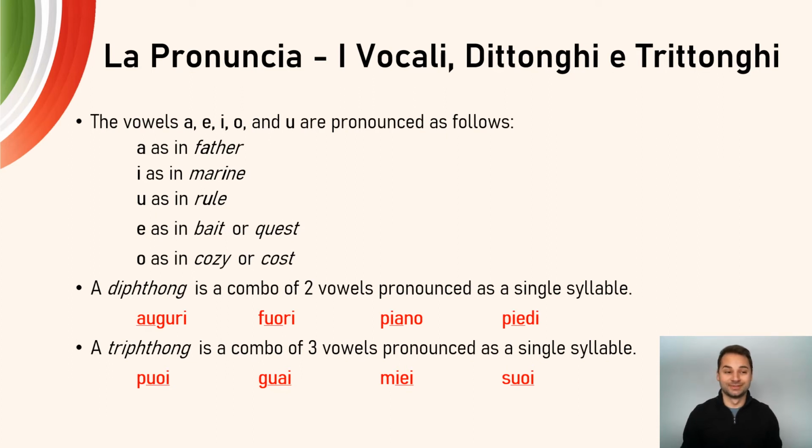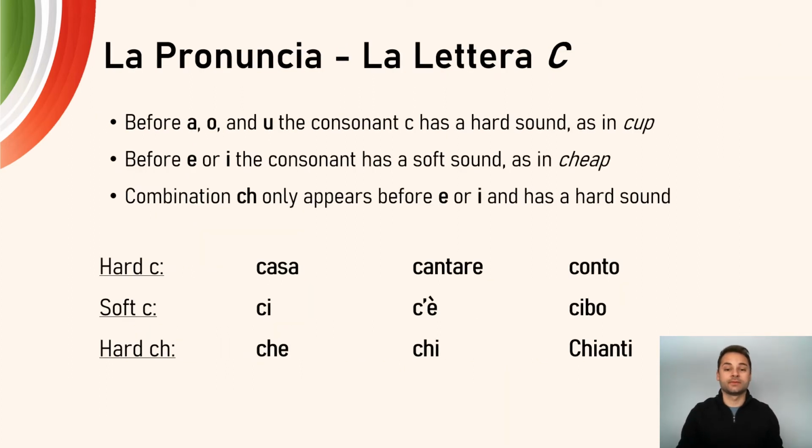Pretty good. What about the letter C? When the letter C is before either the A, O, or U, it has a hard sound, like in English when we say the word cup. Say cup. When the C is in front of the A, it's going to sound like ka. C-O, ko. C-U, ku. Ka, ko, ku.